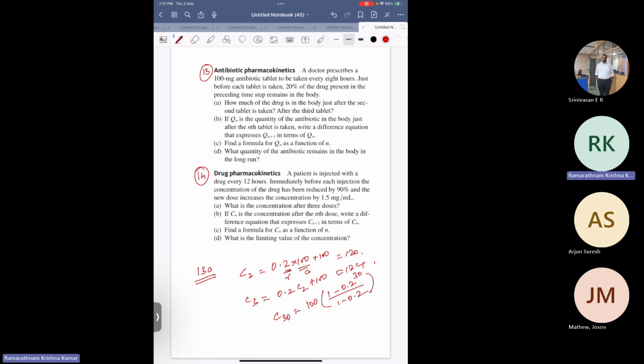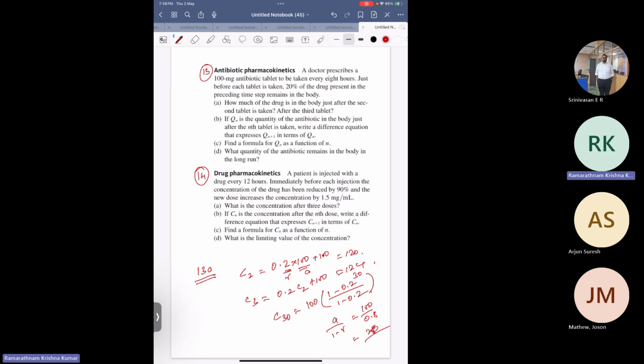Now, obviously this is going to be a big number. But approximately, saturation would have reached. What is the saturation if I want to calculate it? Because 30 is a big number. It is A by 1 minus R. What is A by 1 minus R? 100 by 0.8, so 125. That is the saturation curve.